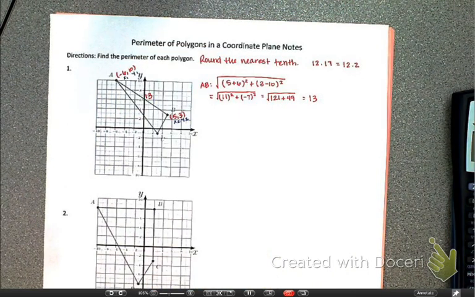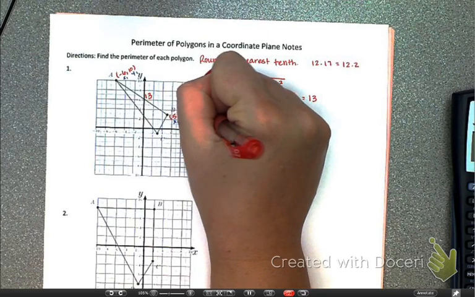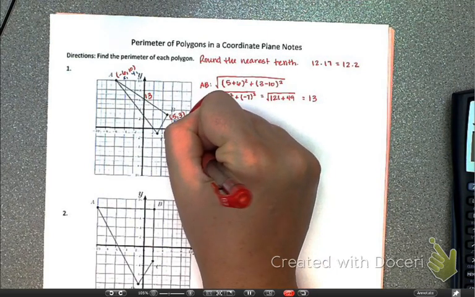I would like you to find the length of AC and CB. So just what we did. So find the length of AC and find the length of BC.